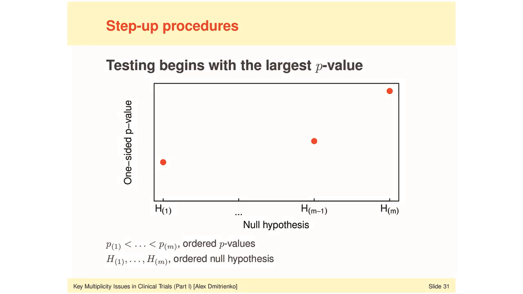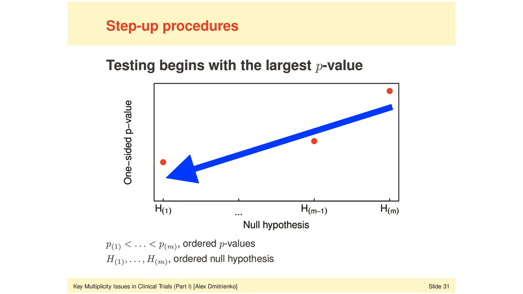Step-up procedures are an exact mirror image of step-down procedures that were defined on slide 30. In this case, testing begins with the largest p-value and will go all the way down to the smallest p-value, as demonstrated by this arrow. And the decision rules are also reversed compared to step-down procedures. For example, if the largest p-value is less than the pre-specified threshold, all null hypotheses will be rejected.